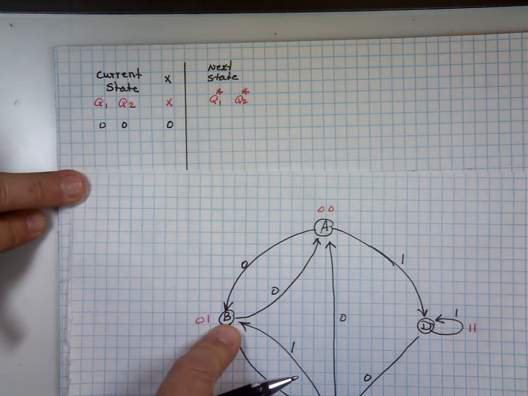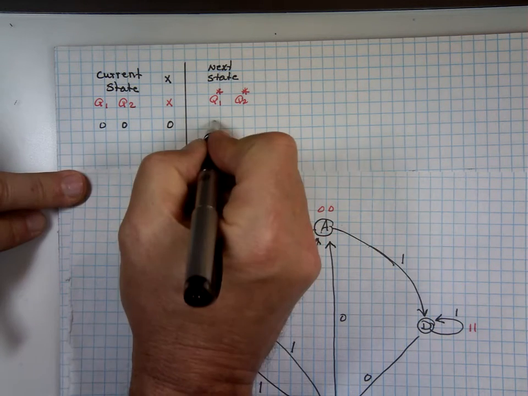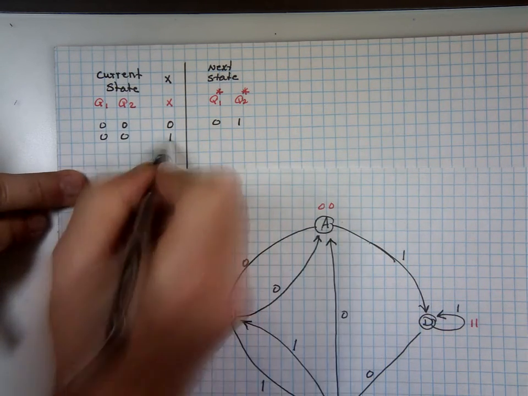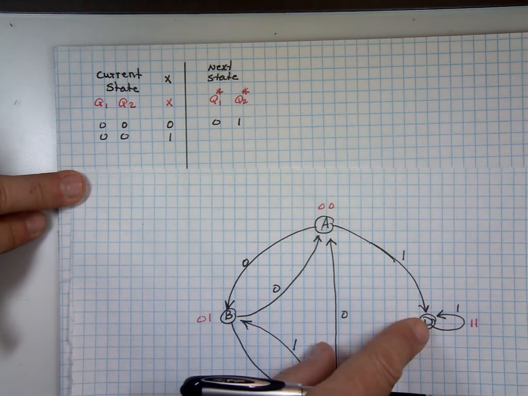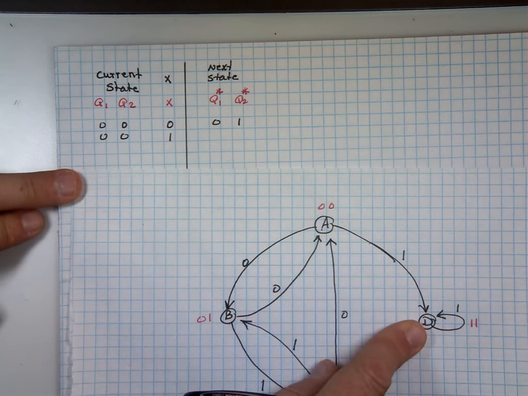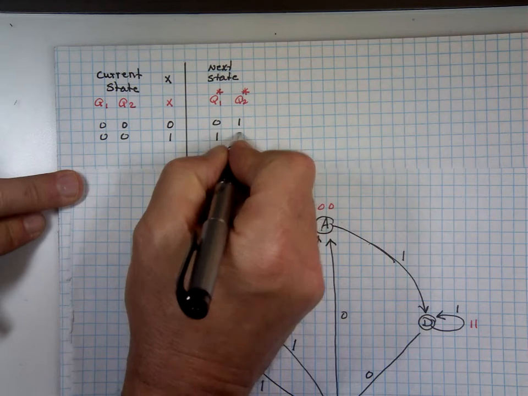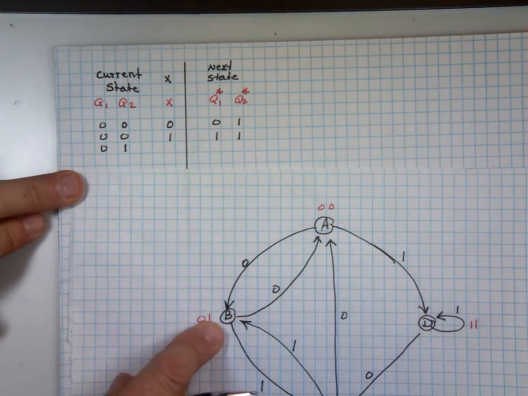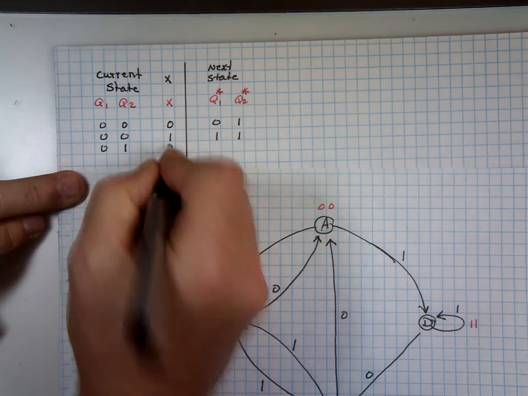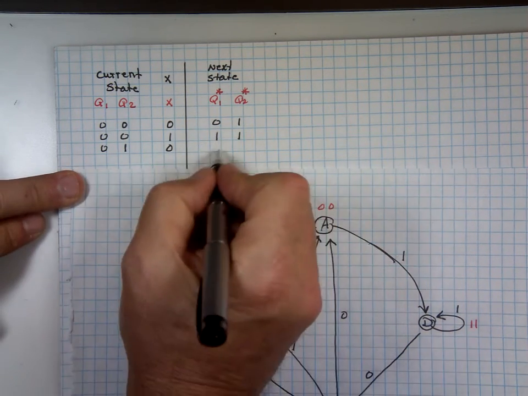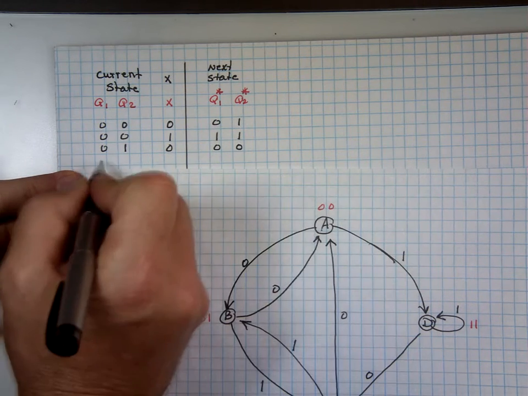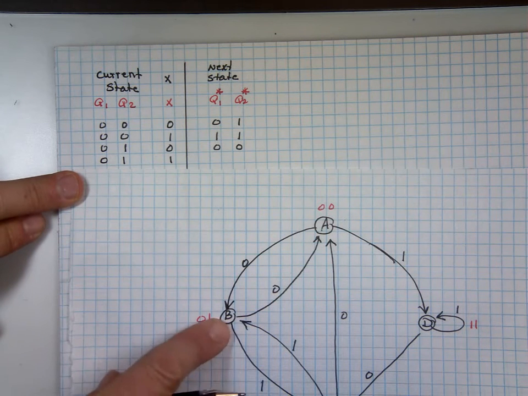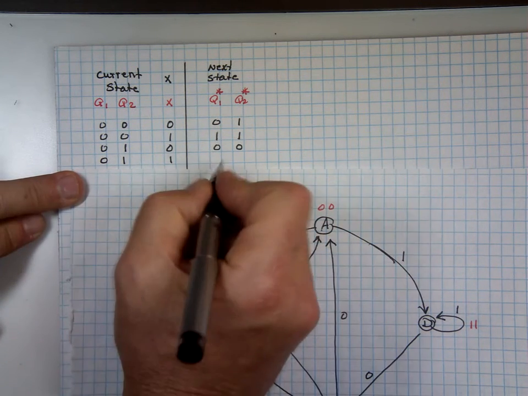Can you see the state diagram? You go to 0, 1. The next state is 0, 1. If you're at 0, 0 and X is 1, you go to where? State D, which is 1, 1. If you are in state 0, 1, that's this one, and X is 0, where do you go? To state A, which is 0, 0. If you're at 0, 1 and X is 1, you go to C, which is 1, 0.